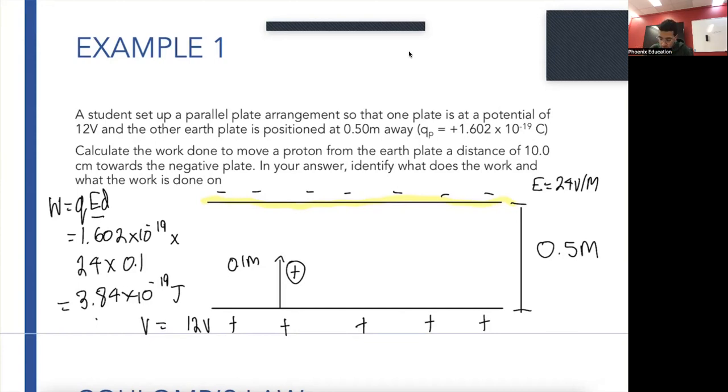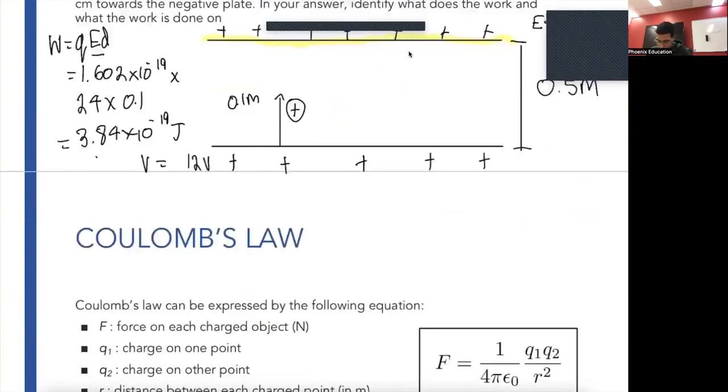If the proton was going towards the positive plate, so if these were positive instead, since the plates repel the proton, but the proton is moving against that repulsion, the proton is therefore doing work against the field, okay? So for this answer, since the top plate is negative, it would be the field does work on the proton, okay?